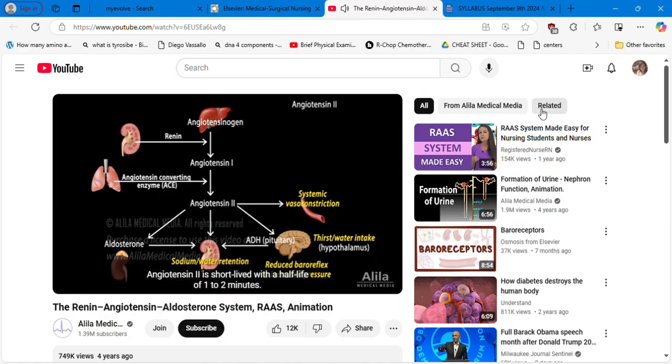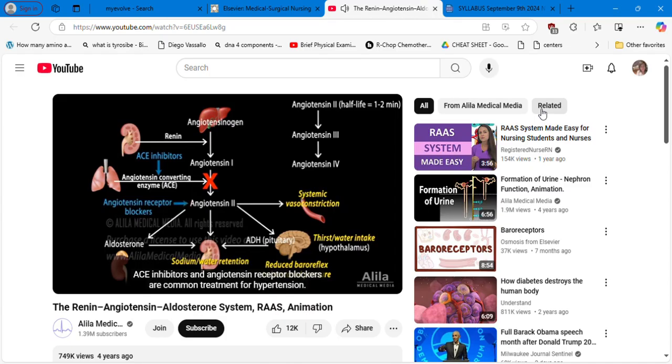Angiotensin II is short-lived with a half-life of 1 to 2 minutes. It is degraded into angiotensin III and IV, which have lesser effects. Overactive or inappropriately activated RAS is a cause for hypertension. RAS is a frequent target of antihypertensive drugs. ACE inhibitors and angiotensin receptor blockers are common treatment for hypertension.